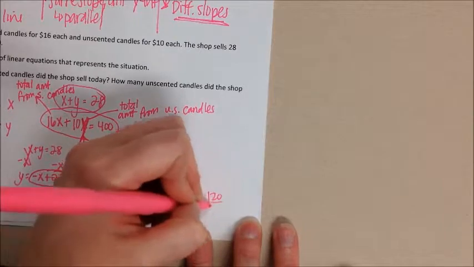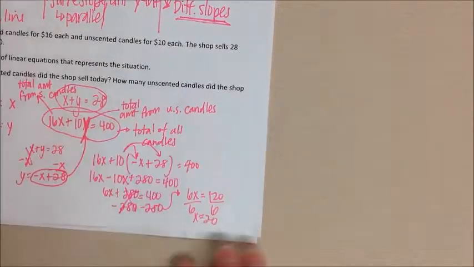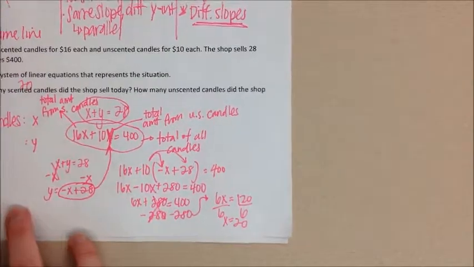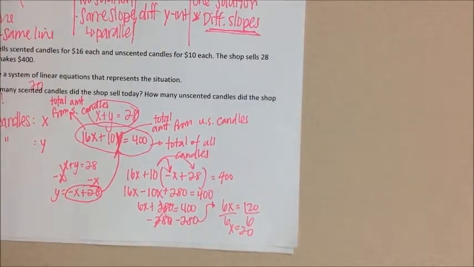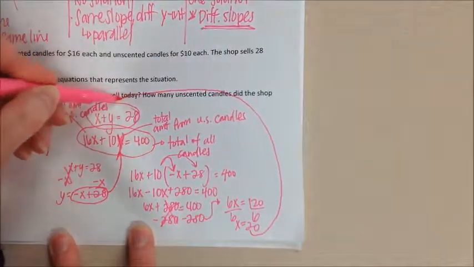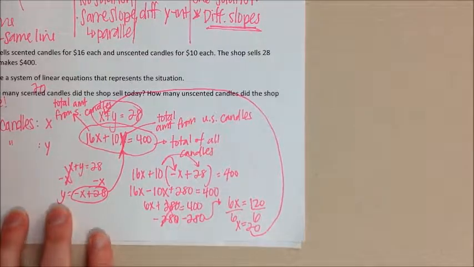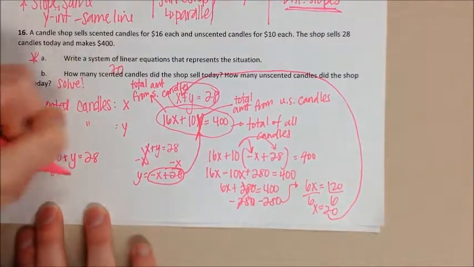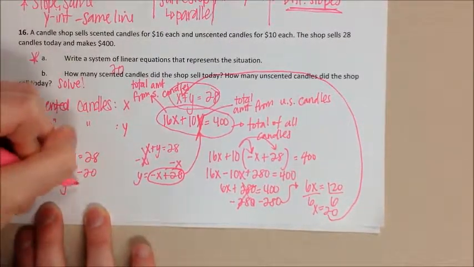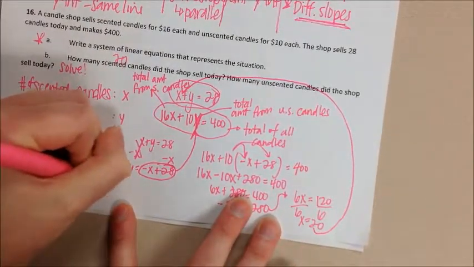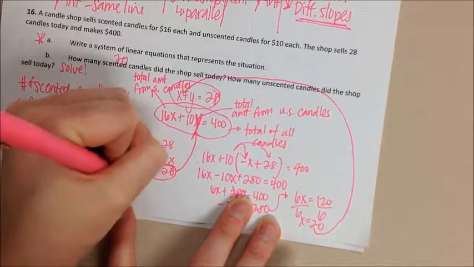Then I divide by 6, and I get x equals 20. So that means there were 20 scented candles sold today. So I just wrote that above there, just so I can remember. Okay, so now I'm going to take this and I'm going to plug it way back up in here. Okay, so that I have 20 plus y equals 28. So then to solve for y, I'm going to subtract 20 on both sides, so I get y equals 8. So there were 20 scented candles and 8 unscented.